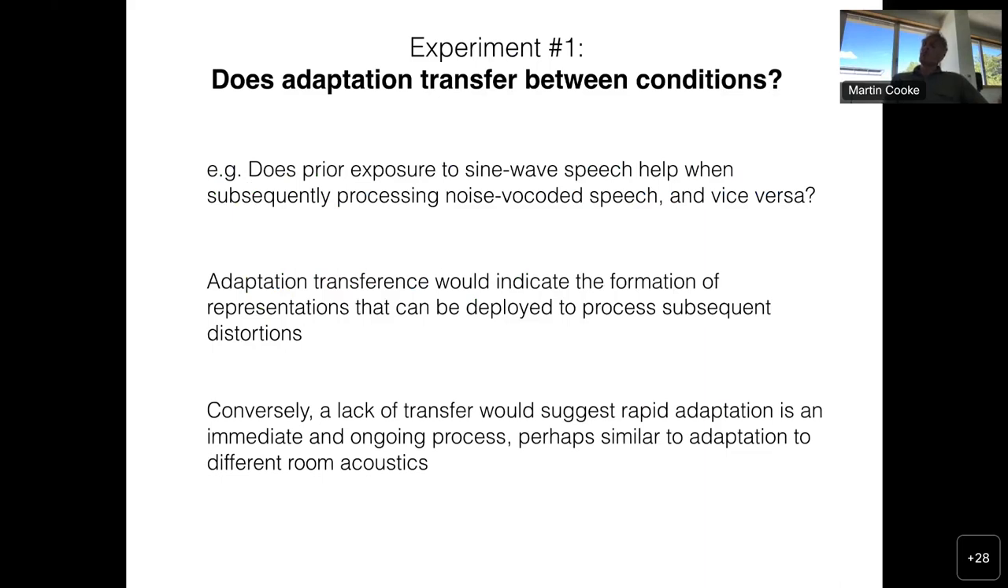If we see transference, that would suggest that listeners would form some kind of non-short-term representation, let's just put it like that, which can be used to process subsequent distortions. But an absence of transfer would suggest that rapid adaptation is an ongoing continuous process that doesn't necessarily result in any longer-term changes, perhaps similar to adaptations of room acoustics. So you're walking around, one moment you're in a free field, then you enter into a corridor, then into an amphitheater, et cetera, where the acoustics are different. So it's an ongoing process. So which is it going to be like?